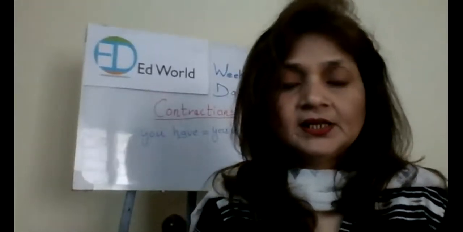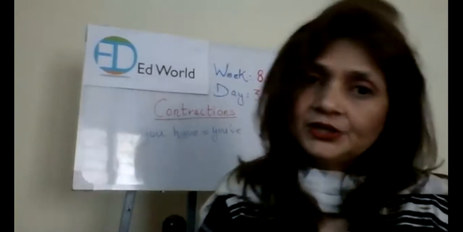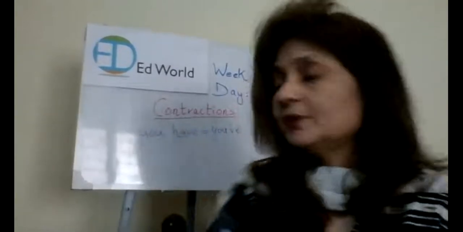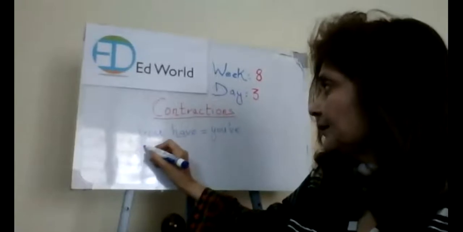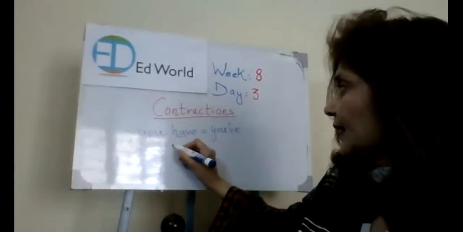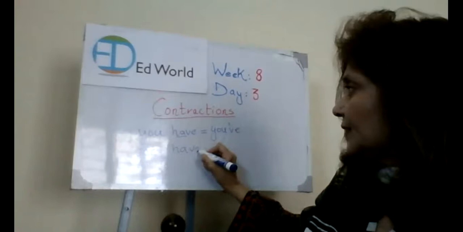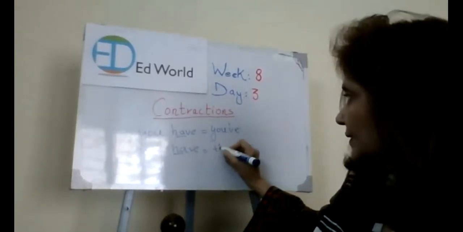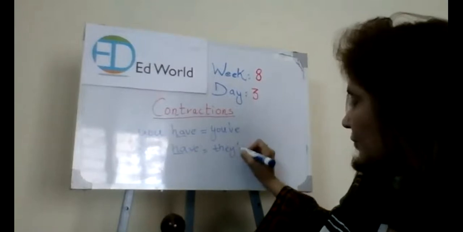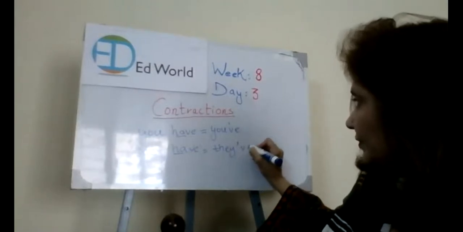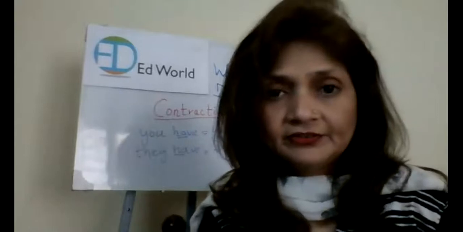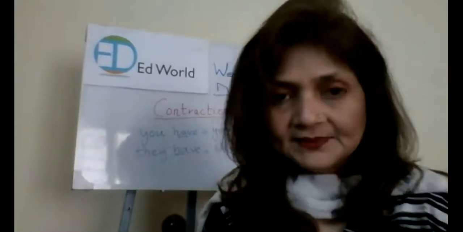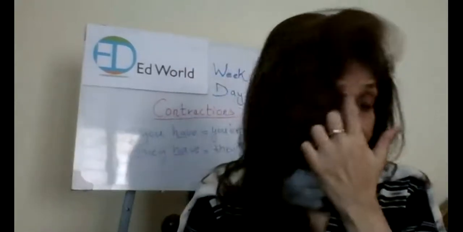In the same way, if it is "they have", again you will remove H and A. It will become "they", and again you remove H and A, write an apostrophe over there and VE. "They've". Understood? Yes? So this is what contractions are.